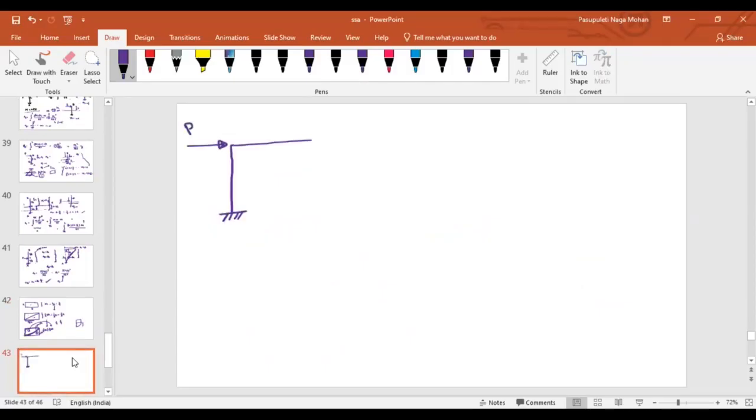Now, P, length is L, A, B, C. Now, I am interested in finding what is my horizontal deflection at B, what is my rotation at B, what will be my horizontal deflection at C, or I can say my vertical deflection at B, what is my rotation at C, and what will be my vertical deflection at C. Can you tell me how to solve this case?